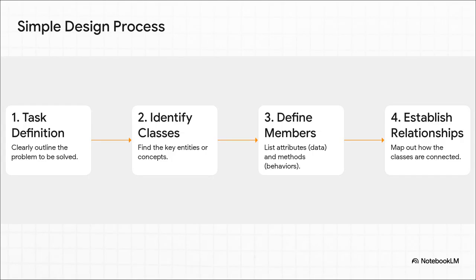You know, good design doesn't have to be super complicated. It starts simple. First, what are we trying to build? Once you know that, look for the main things or nouns in the problem description. Those are usually your classes. Then for each class, you just ask two questions. What does this thing know? Those are its attributes. And what does this thing do? Those are its methods. Finally, you just figure out how they all need to connect to each other.